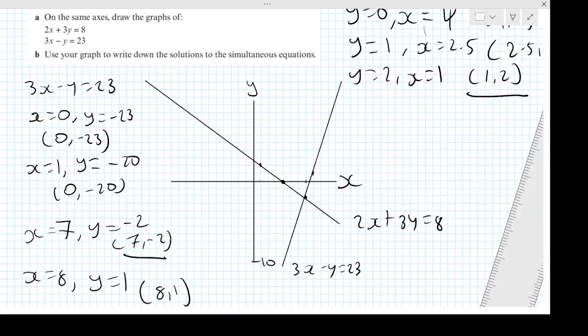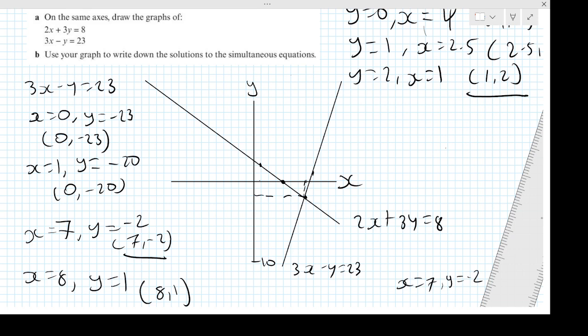So on the same axis, draw those 2 graphs. Part B, use your graph to write down the solution to the simultaneous equations. Again, these are simultaneous equations, 2 equations with 2 unknowns, x and y, right? So as we discussed, the solutions would be where they intersect or cross, which is this point here, the point I've circled. If you then read off by the axis, it'd be 7 on x, so x would be 7, and y would be minus 2.